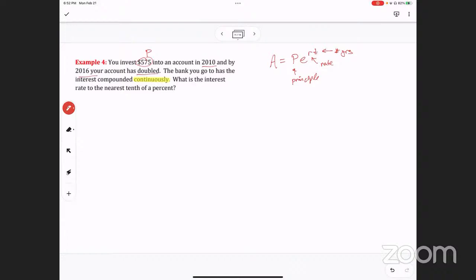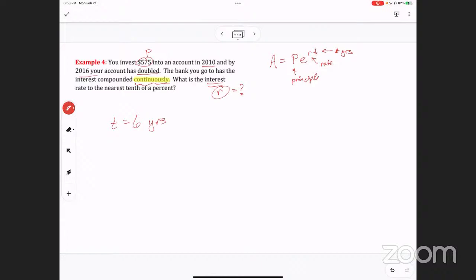Hold on, the bank you go to has the interest compounded continuously. Okay, so they're telling you that it's continuous, which means we're using this formula, right? What is the interest rate? So we have to solve for R. We know that it doubled in how many years? What's the time? It's 6. Very good. T equals 6 years. So we know the amount is double.